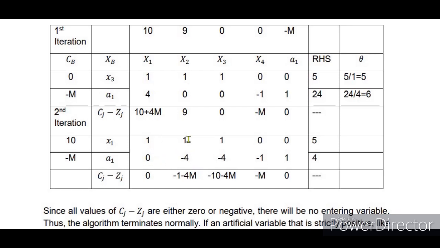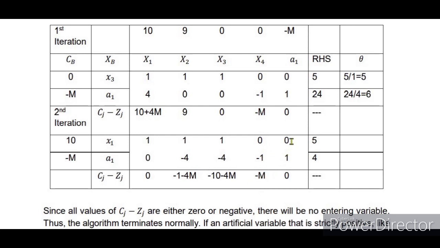Next, for the column of x sub 2, 1 times 4 is 4, so 0 minus 4 is negative 4. Next, for the column of x sub 3, 1 times 4 is 4. The previous value is 0, so 0 minus 4 is negative 4. Next, 0 times 4 is 0, so negative 1 minus 0 is negative 1.